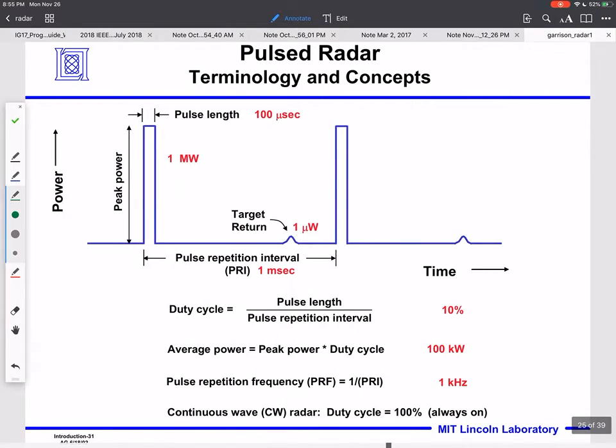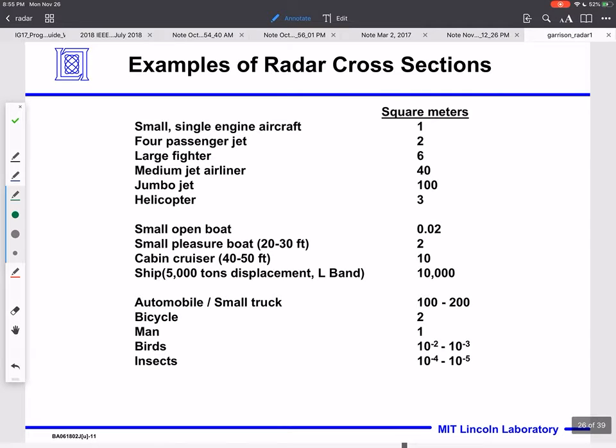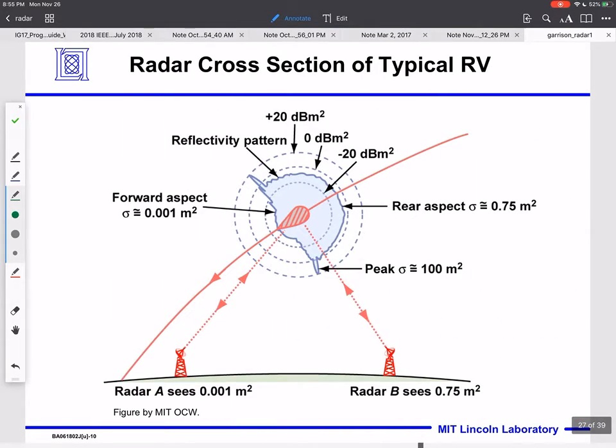So some typical numbers for the pulse repetition rate, duty cycle 10%. That looks like a really high number for power, but 100 kilowatts. Pulse repetition frequency, 1,000 pulses a second. Some examples of radar cross-section. Maybe I should say a little bit about radar cross-section. Remember I said this is like an idealized area, and so an object like this is supposed to be some type of reentry vehicle. Depending on my geometry, in this direction, it has a scattering cross-section of 0.001 square meters, because it's looking almost straight onto it. But in this direction, I have a much larger scattering cross-section.